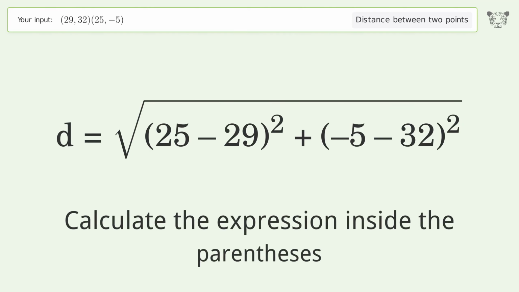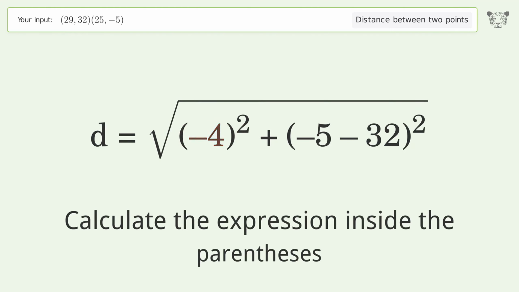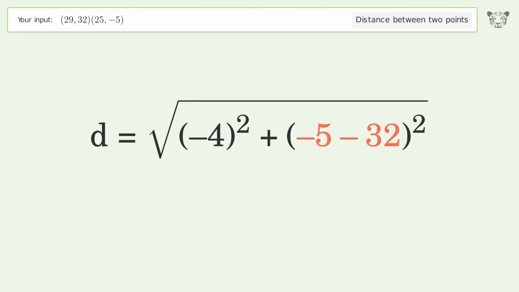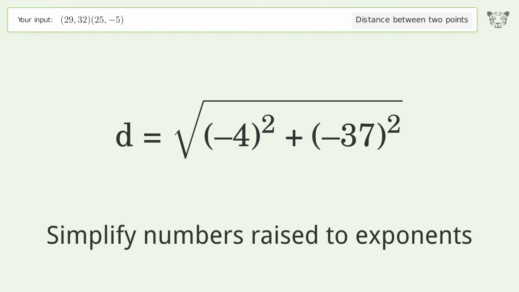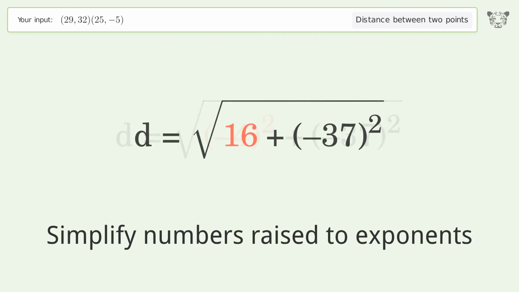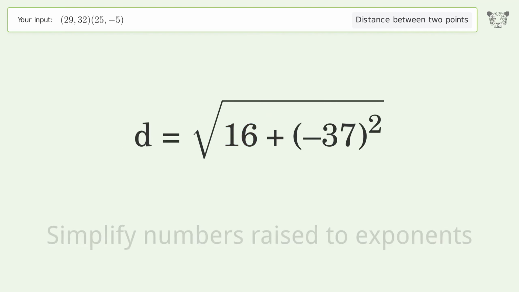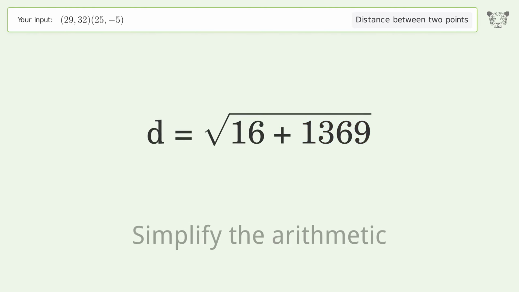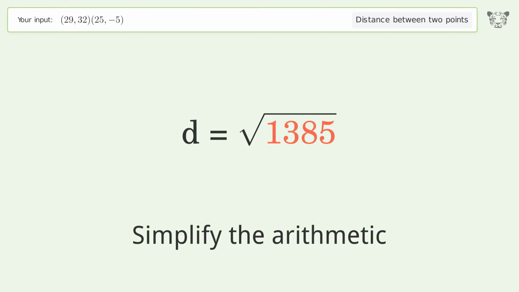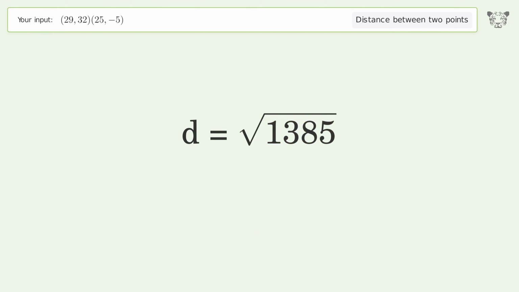Calculate the expression inside the parentheses. Simplify numbers raised to exponents. Simplify the arithmetic. And so the distance between the 2 points is the square root of 1385, or 37.216.